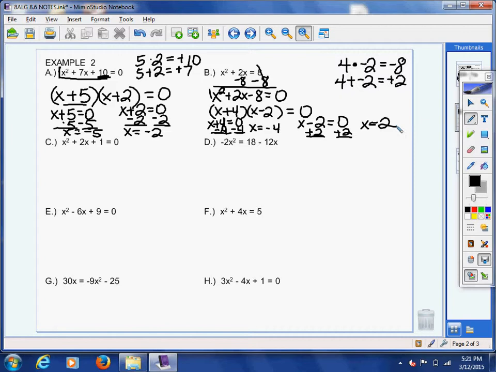So if you can eyeball it without doing the one-step equation, then do it without the one-step equation. It's perfectly fine with me. You do need to factor it, though. You do need to see that part. Okay? C is just like A.